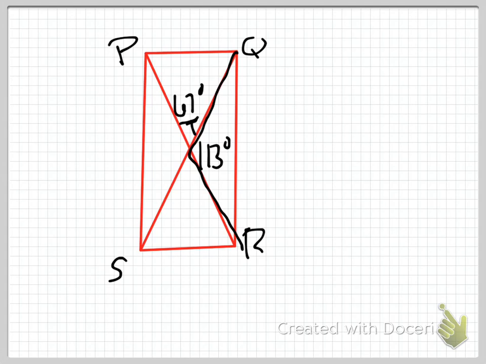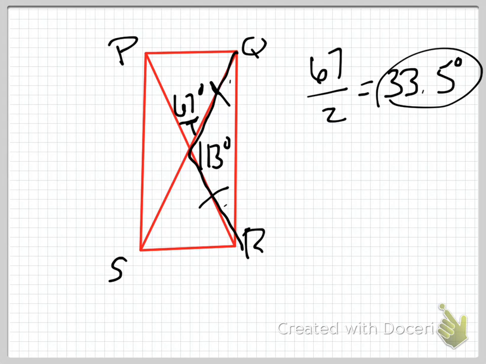Since it's a rectangle, the diagonals are what to each other? Congruent. But since it's a parallelogram, the diagonals do what to each other? Cut them in half. So can you agree that TQ is congruent to TR? Yeah, which means that the angles opposite those are also congruent. So we simply say that's 67, because that's what these two have to add up to, divided by 2. It is 33.5 degrees.